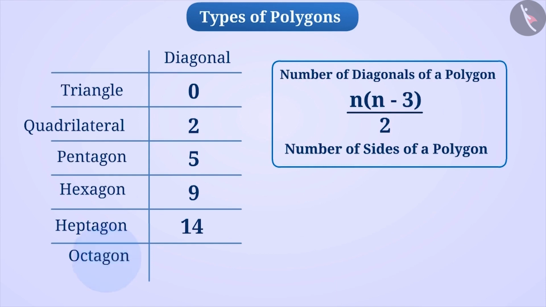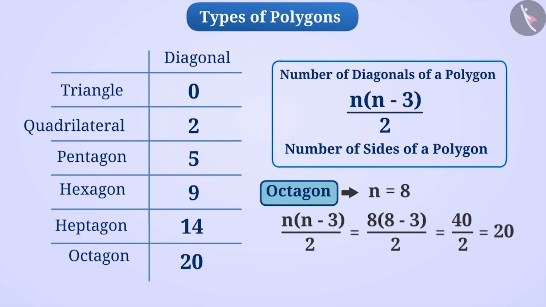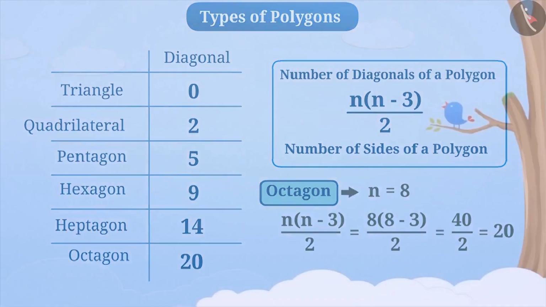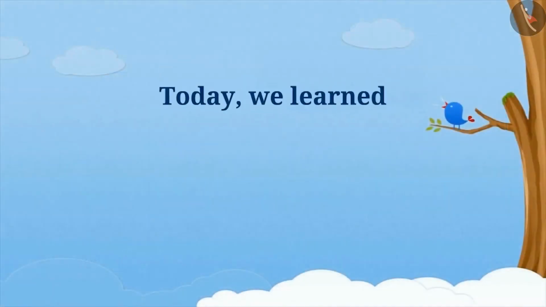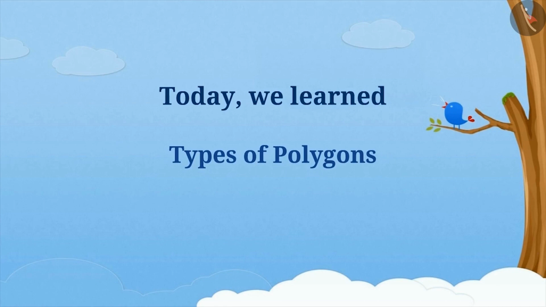Tell me, what will be the number of diagonals in an octagon? Pause the video and try. You got the right answer. It will be 20. So today, we learned the different types of polygons. In the next video, we will see some interesting examples based on them.